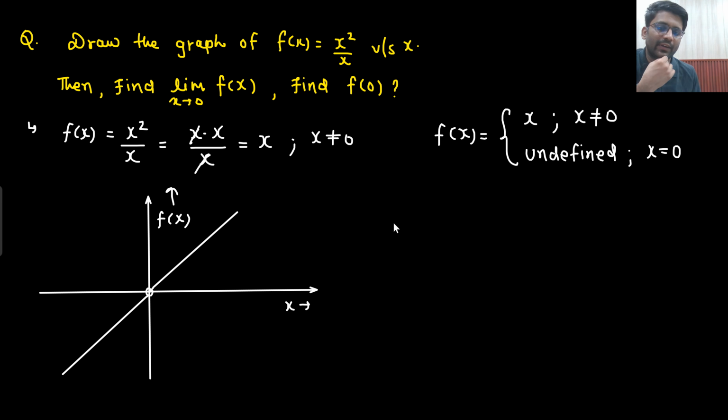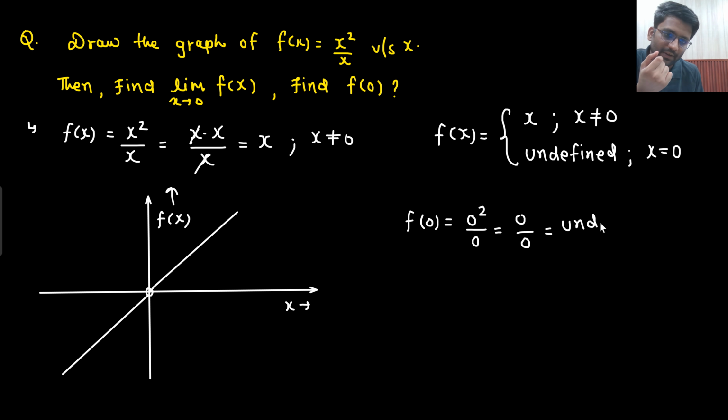Now what are they asking you to find out? First they are asking you to find out f of 0. What will be f of 0, sir? 0 square divided by 0. That will be, sir, 0 by 0. What is that? Undefined. But now what are they asking? They are asking the value near to 0. They are asking the value of f(x) near to 0.